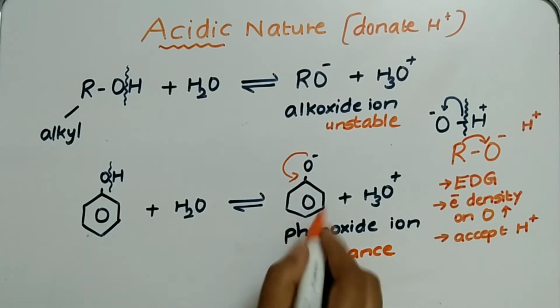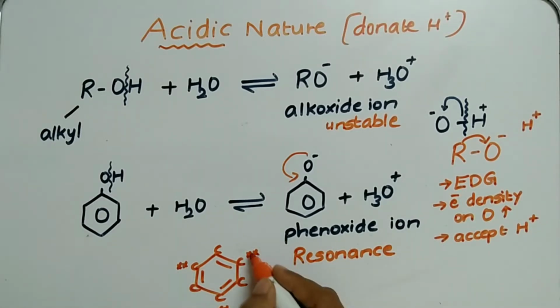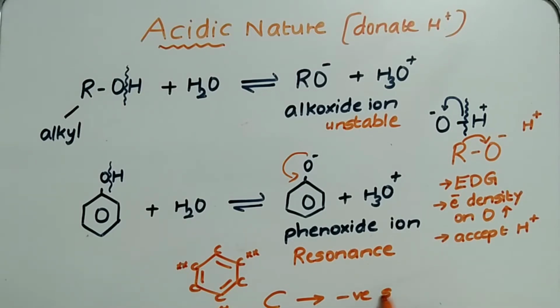Now when the phenoxide ion undergoes resonance, the carbon present in the benzene ring gets a negative sign. We know that during resonance, the electrons come at ortho and para positions. The electrons are shifted to ortho and para positions. So here the carbon of the benzene ring gets a negative sign.